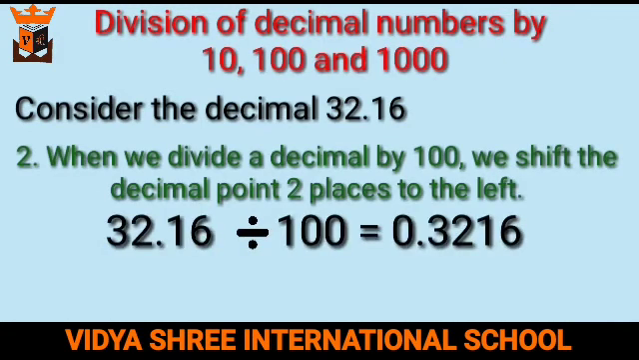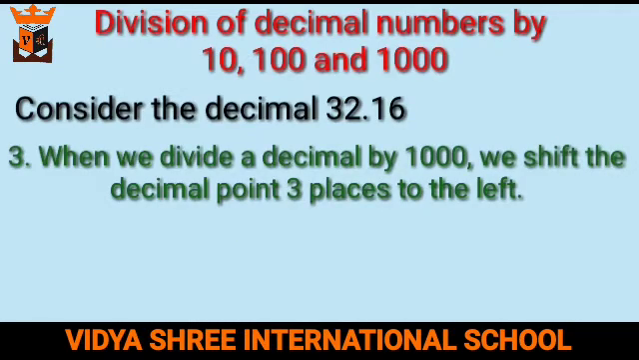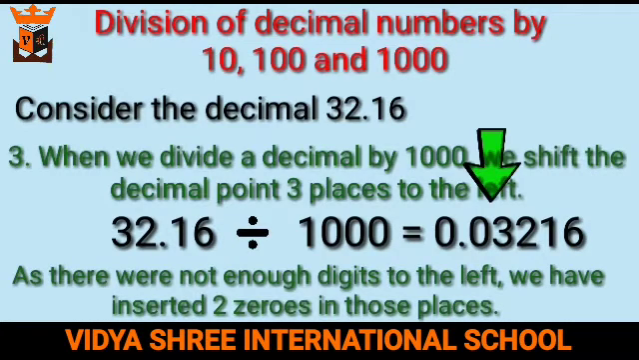So 32.16 divided by 100 is equal to 0.3216. As there are no digits to the left of the decimal point, we put 0 as a placeholder. When we divide a decimal by 1000, we shift the decimal point three places to the left. So 32.16 divided by 1000 will be 0.03216. Here, as there were not enough digits to the left, we have inserted two zeros in those places.